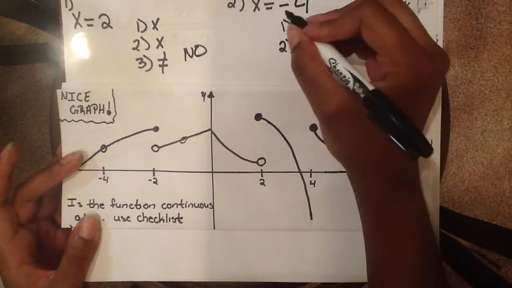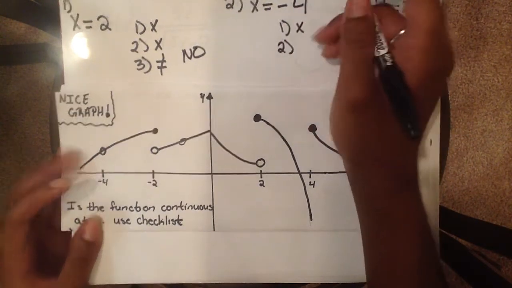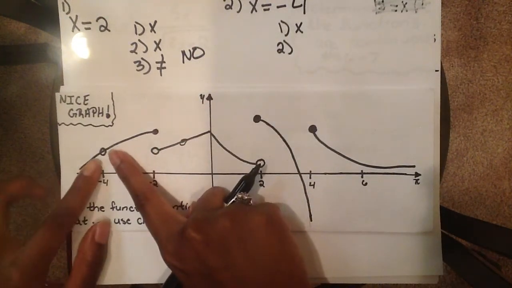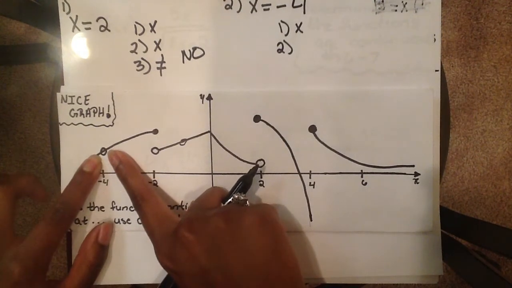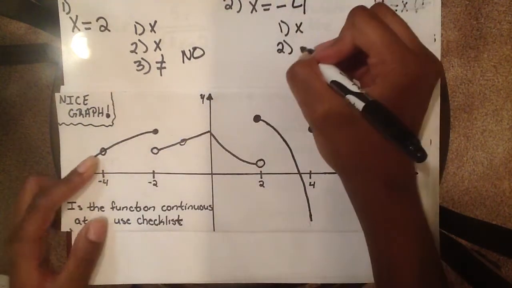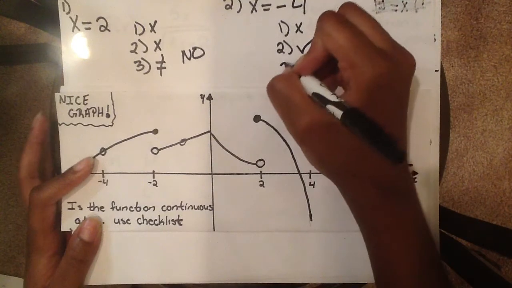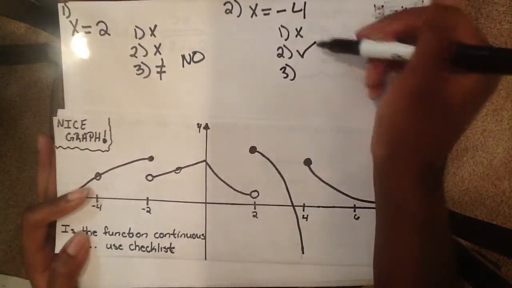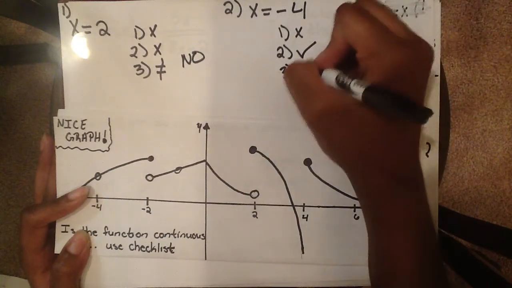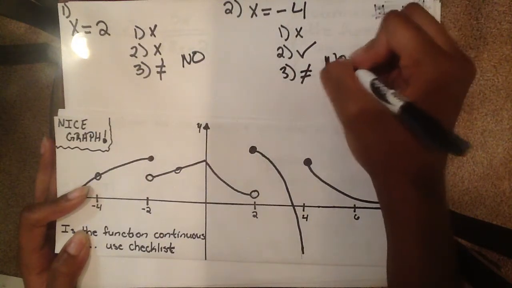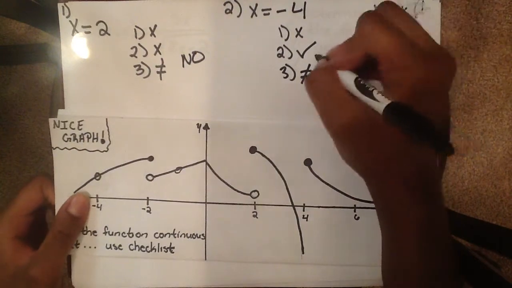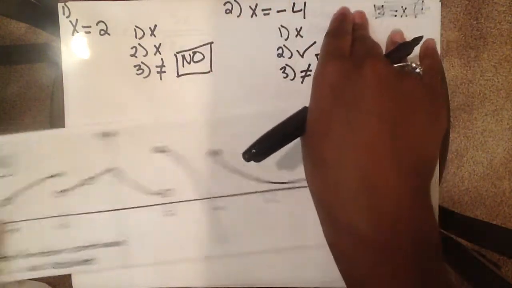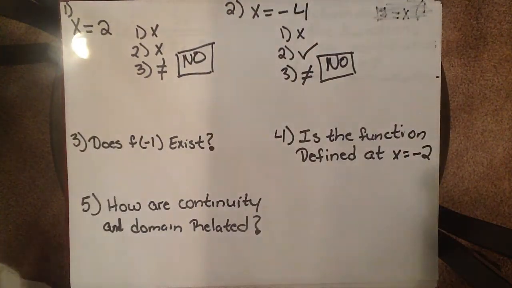Number 2 asks, does the limit of f of x exist as x approaches -4? We see that from the left and the right, the line approaches the same value. Even though it's open, it's approaching the same value. So yes, that value does exist. However, once we get to number 3, we're asked, do number 1 and 2 equal each other? No, they do not. So neither of our points has been continuous, and those were the only 2 points we had to check.